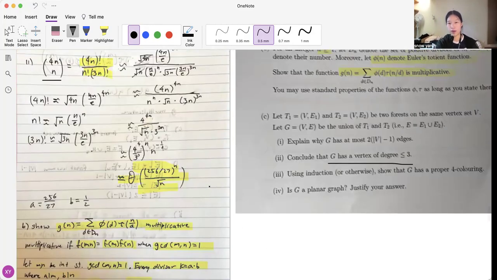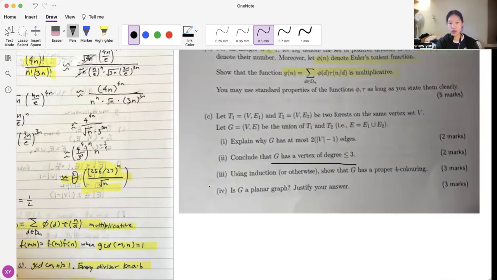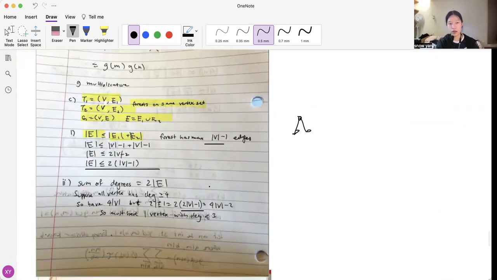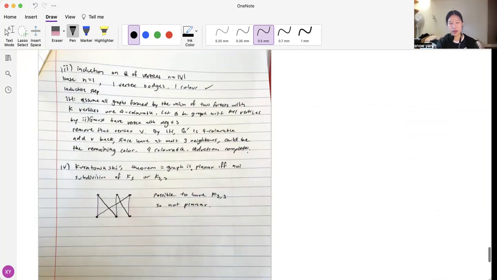And then for part 3, using induction or otherwise, show that G has a proper 4-coloring. Okay, what we can do for this is use induction on the number of vertices. If n in our base case is equal to 1, we have 1 vertex, 0 edges, so we can just color it one color. Awesome.